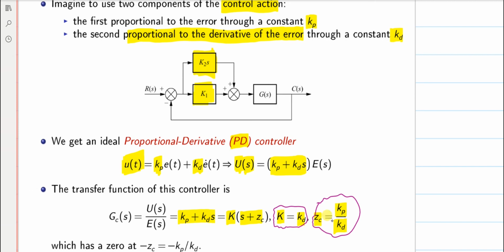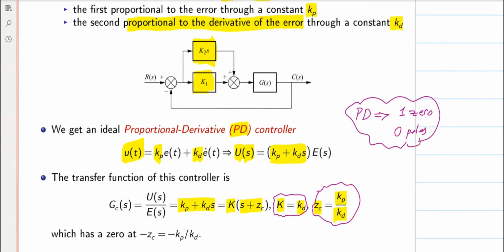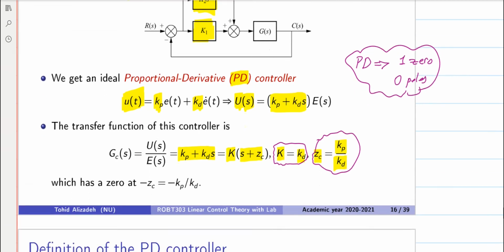So basically, for the ideal PD controller, we will have a single zero and no poles. That's why it is called an ideal controller, because in practice we cannot have such a controller. The zero of the controller will be located at minus zc, which is minus Kp over Kd.